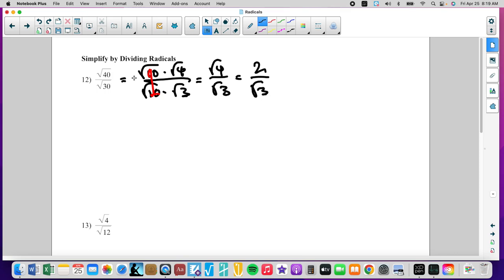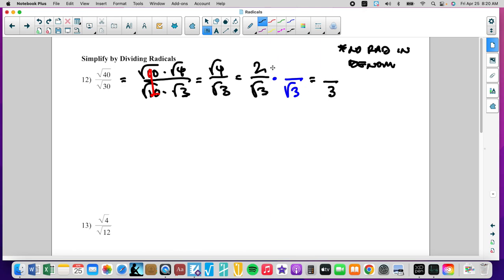Now we have to remember no radicals in the denominator in your answer. So we have to get rid of this radical 3 in the denominator. So I'm going to multiply it by something. Well, what's going to get rid of a rad 3? Well, remember our objective is to match. So if we match, we get 3. Rad 3 times rad 3 is going to give us 3.